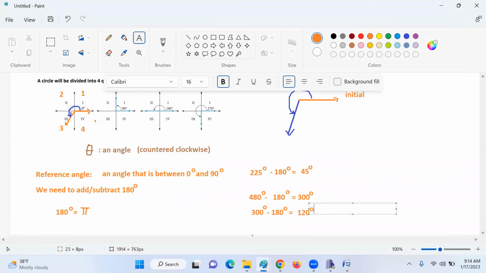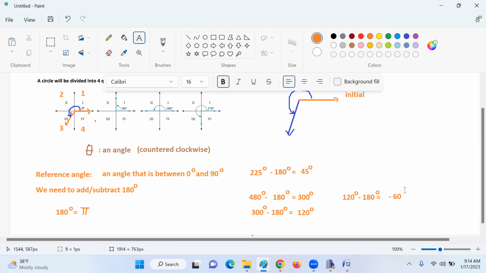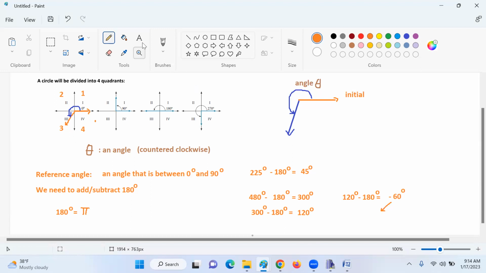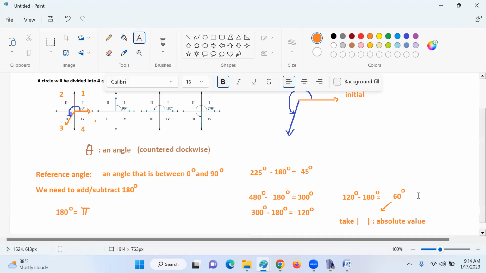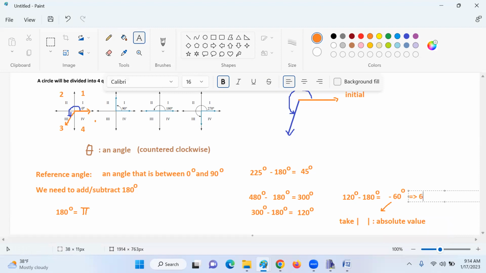Now if you ask me how we're going to get it done, we're going to take 120 minus 180, and then you have to take the absolute value after this. That would be negative 60 degrees. So we can do the math on a calculator. Negative 60, so we're going to take the absolute value, meaning that you transform it into a positive value. So this one is 60 degrees for the reference angle.